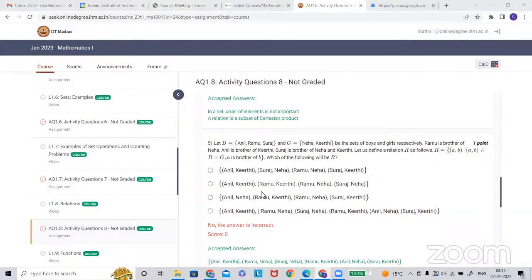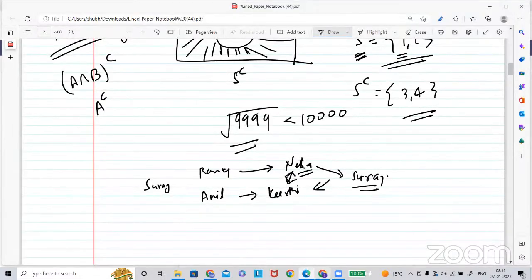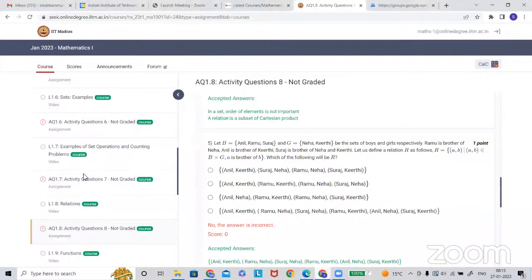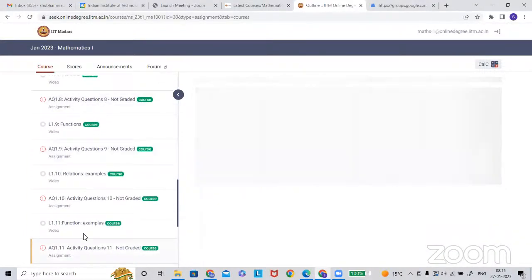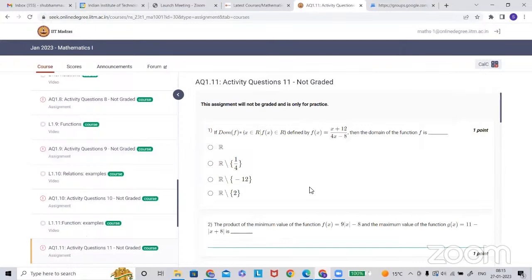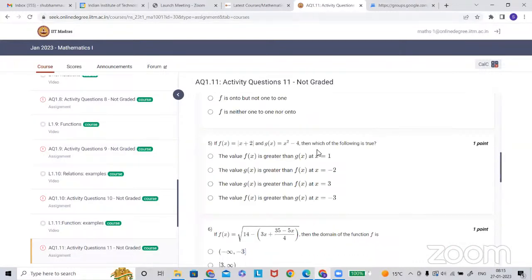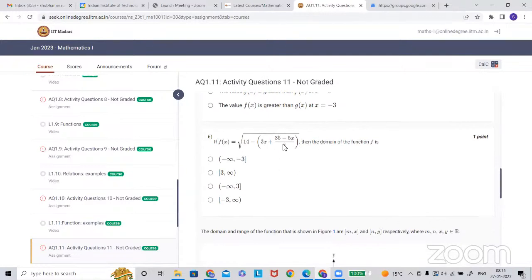Yes, sir. I have a doubt in the activity question 11, the assignment 11. I also have one. So the question number 6. And you have given this function, then the domain of the function is... I solved it. So what is going to be the domain of this function? How will we do this?